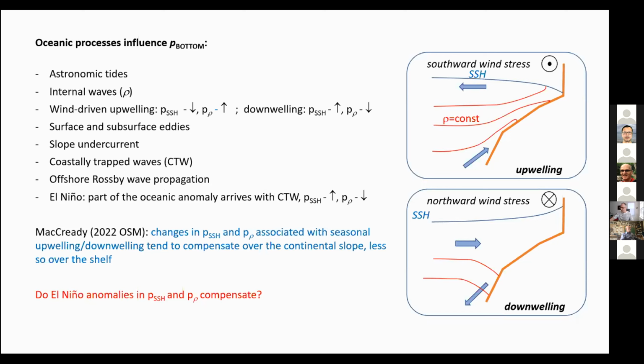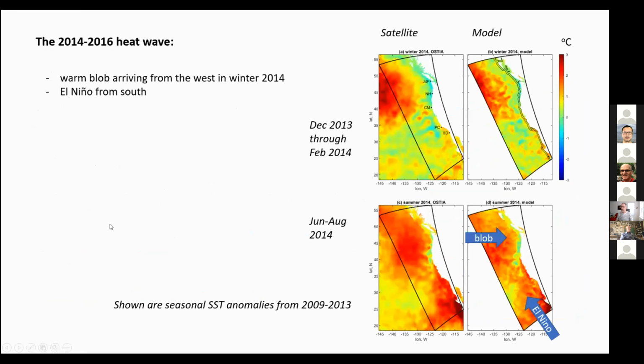So basically, what I'm going to show you is how El Nino anomalies show up in those two parts of the bottom pressure, in the eyes of the model at least. So I'm talking about the 14-16 heat wave. It's not just the El Ninos, but when things came together and made life for biology pretty tough along the west coast, in all of the Northeast Pacific actually, and Alaska.